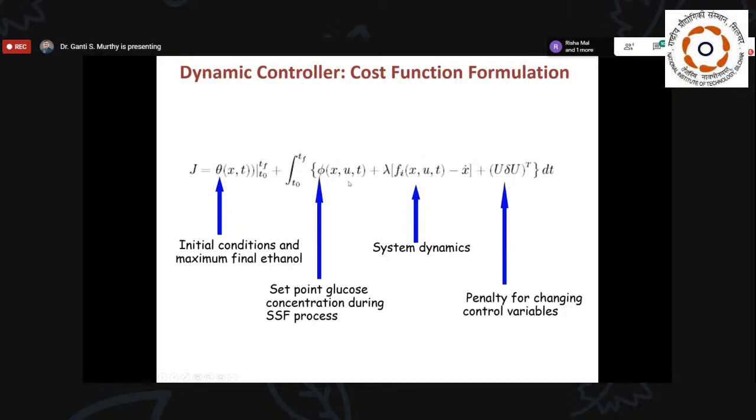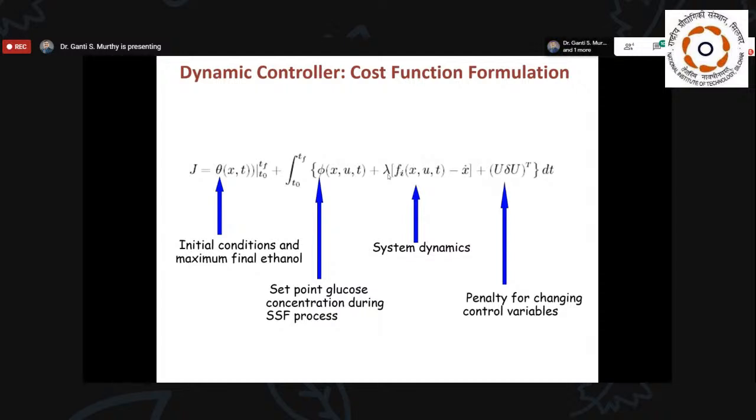And there are three terms there. The first term, phi of x, u, and t, as a function of x, u, and t, represents the constraint that we have throughout the process. So remember that 20 gram per liter constraint, that comes here. And then we have our system dynamics, Fi minus x dot, multiplied by lambda. Lambda is the Lagrange parameter, and Fi minus X dot is our system dynamics. So that is the system dynamics constraint.